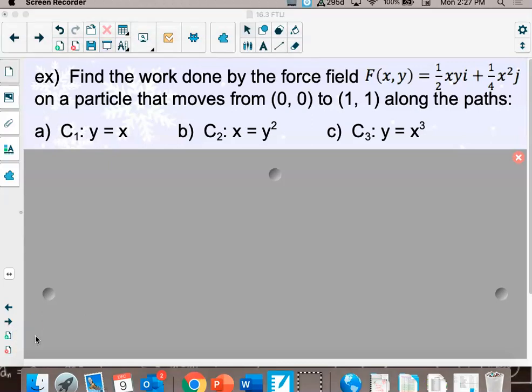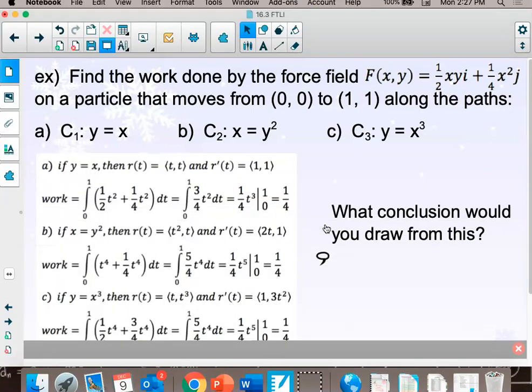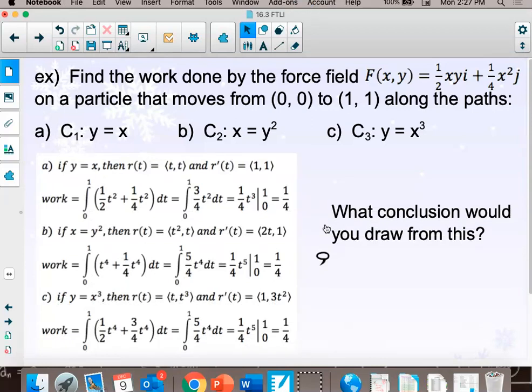Same vector field, 3 different routes. Same starting point, same ending point, 3 different roads that we traveled on, and yet the work was the same no matter which road we traveled down. Now, this is not a proof of anything, but it's evidence of something. So is there a conjecture that you might be able to make based on what happened here? Any ideas about the work done by a particle traveling through a vector field?